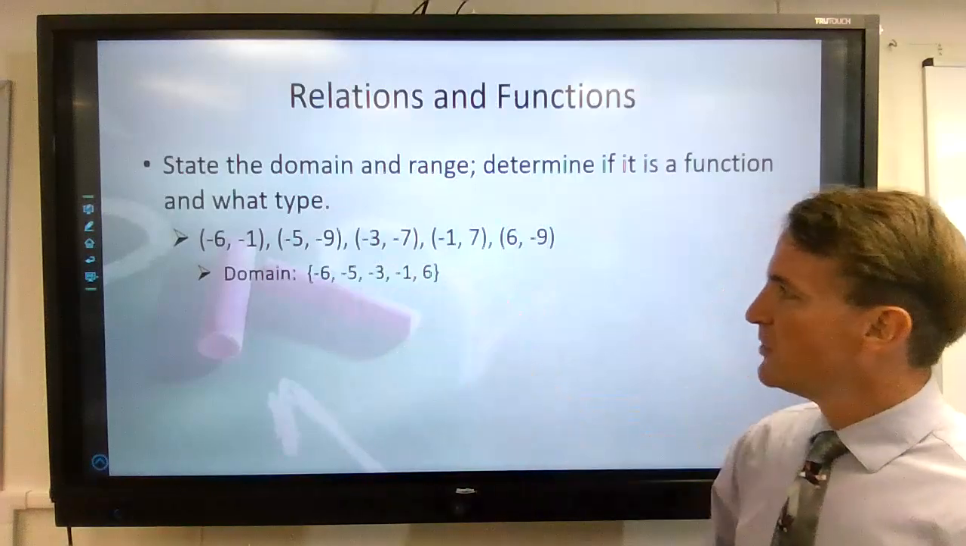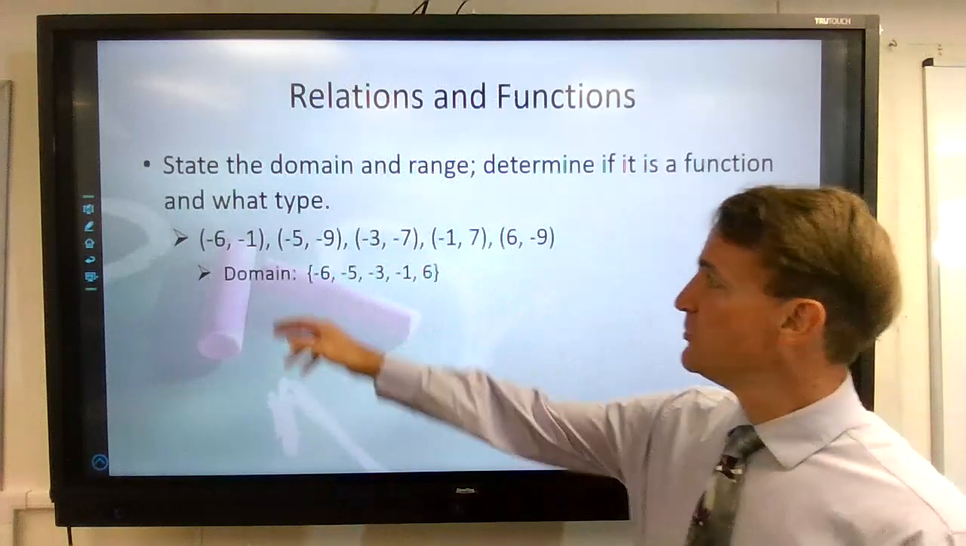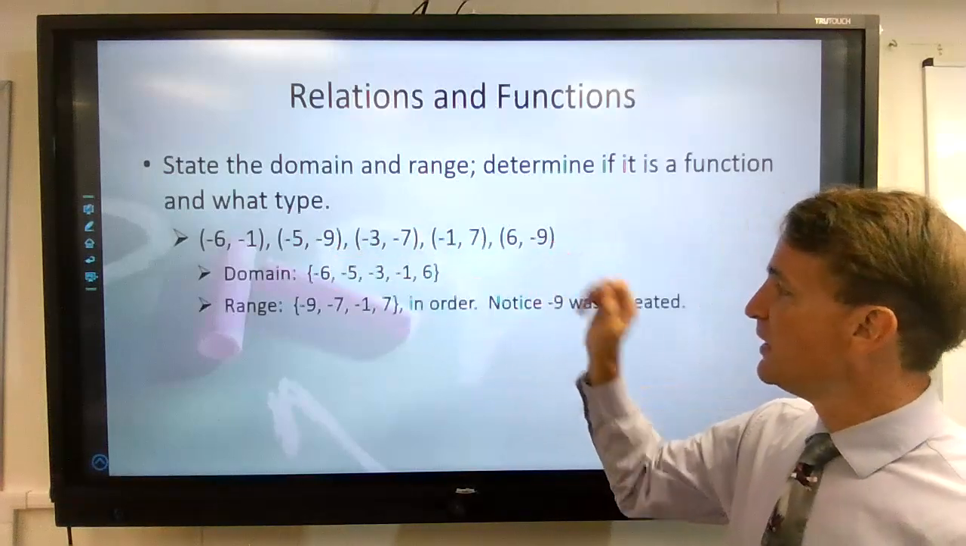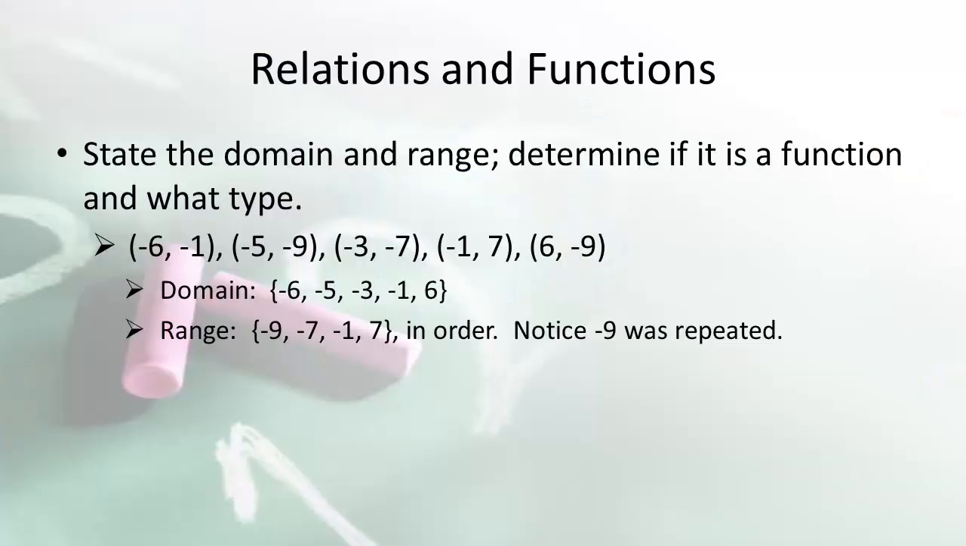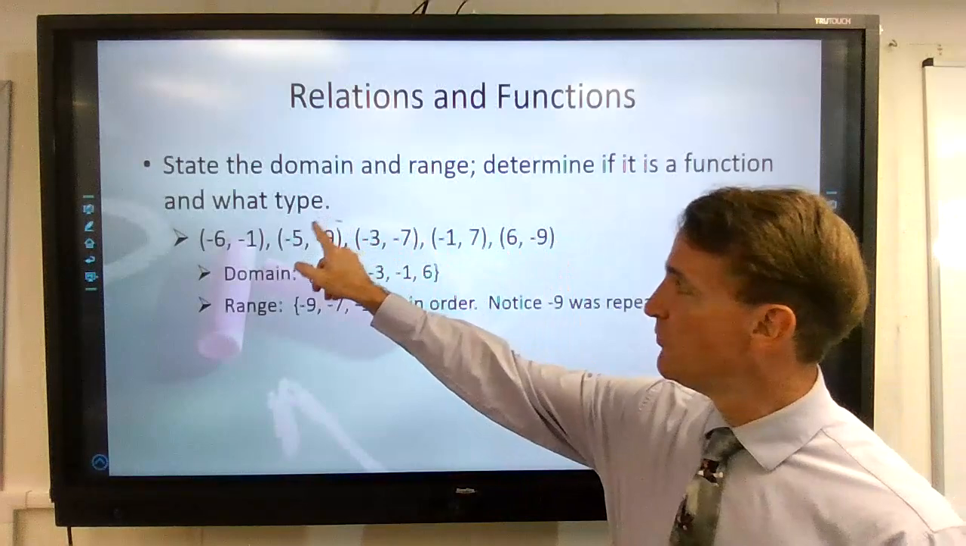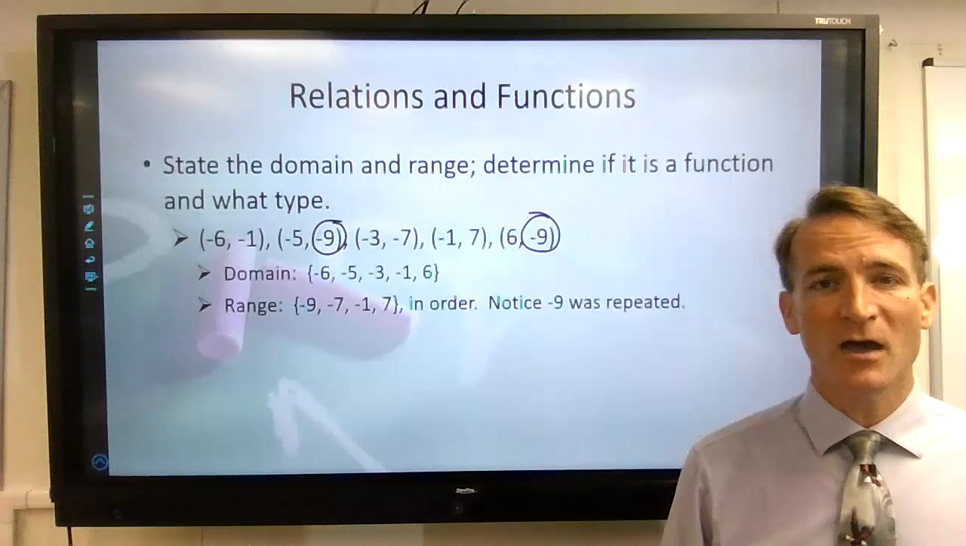So those are my domain. Now, what about my range? My range of values, I have -1, -9, -7, 7, and -9. If I put those in numerical order, they'll give me -9, -7, -1, and 7. You will notice that I do have two values in my range that are the same, the -9.